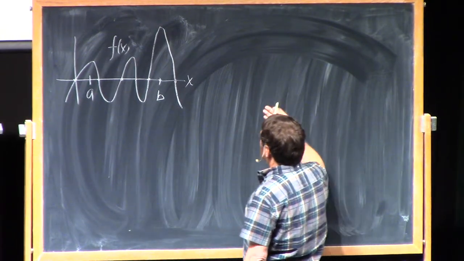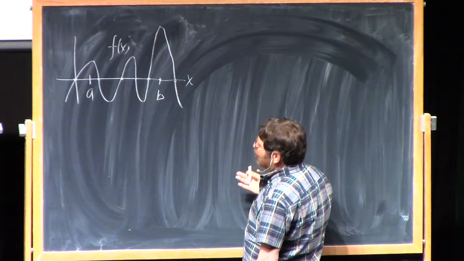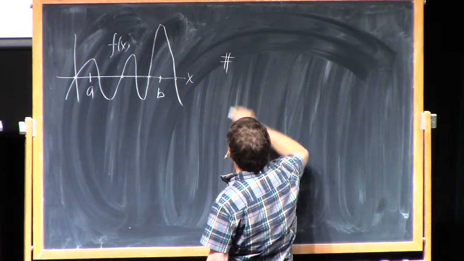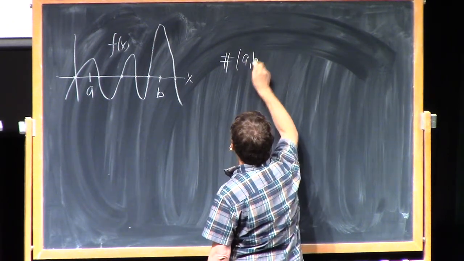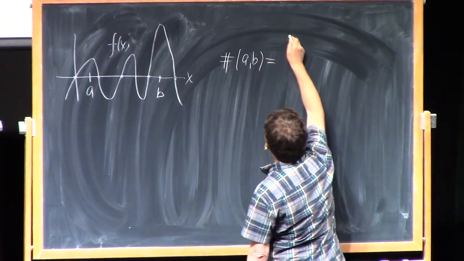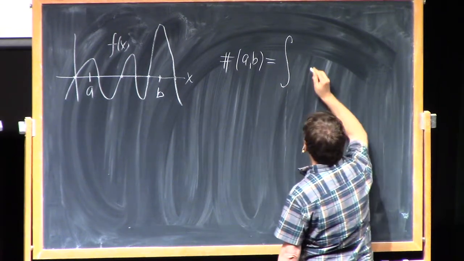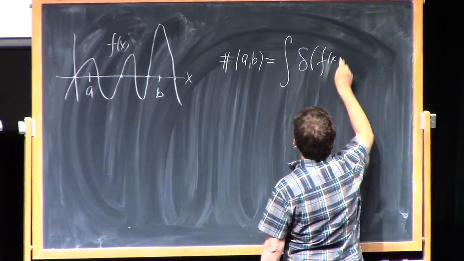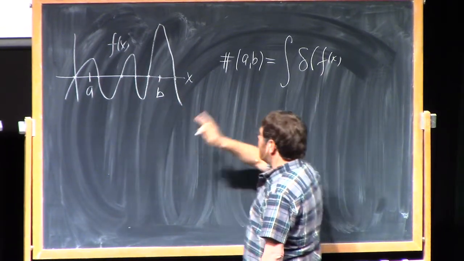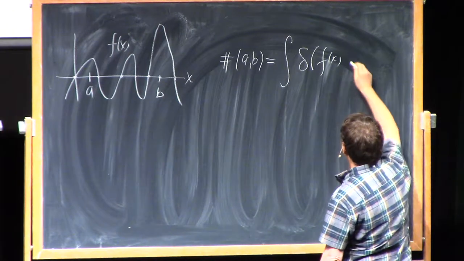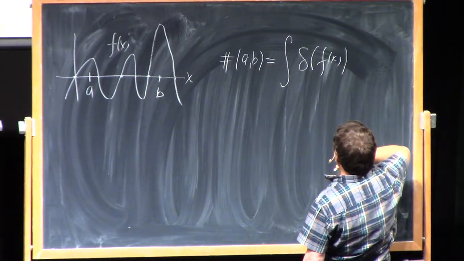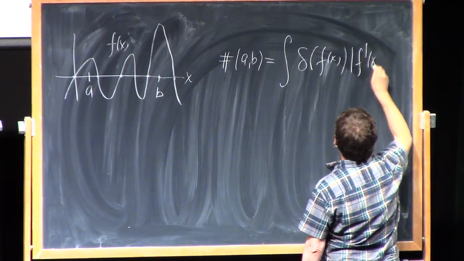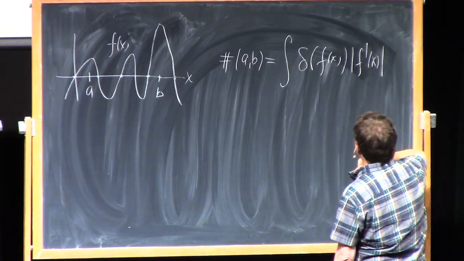The formula is very easy to write, formally. The number of zeros in the interval a and b is the following integral. It uses the Dirac delta function. Basically, it's the Dirac delta function of f of x. I assume that f of x is very smooth, and at least twice differentiable. Delta of f of x times the modulus of f prime of x dx.